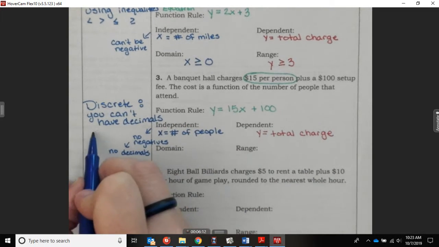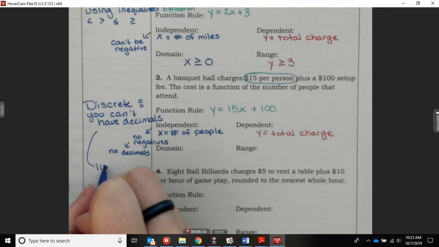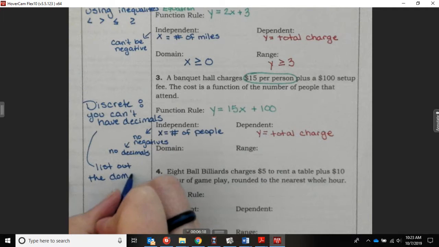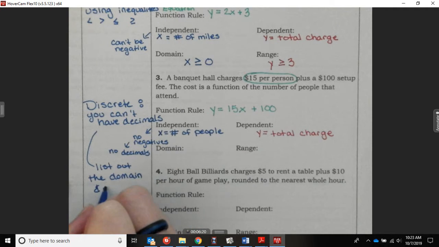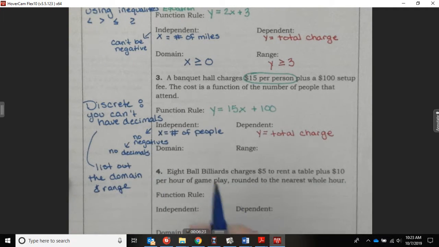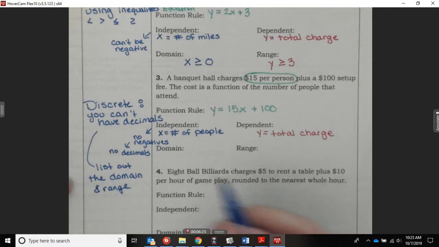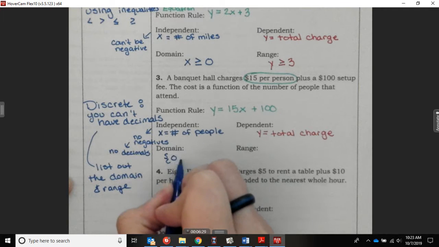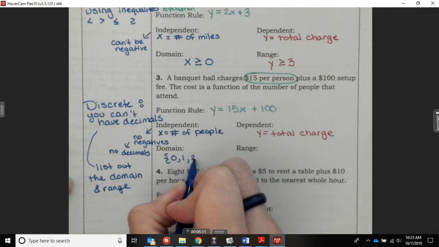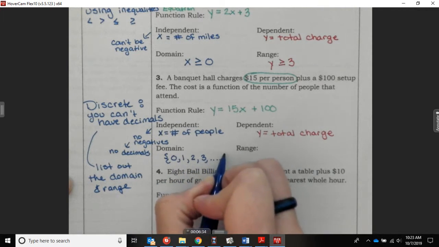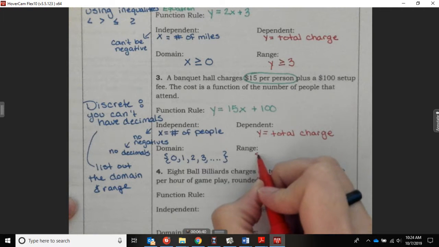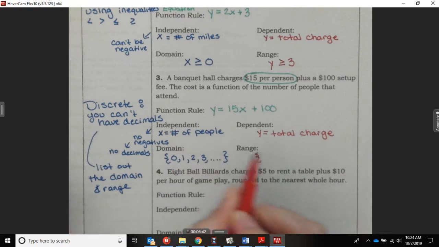And so if it's discrete, you must list out the domain and range. So my domain then is how many people can come to the banquet hall? Well, 0 people could come, or 1, or 2, or 3, and so on. And then my range is my y values. And if 0 people come, how much money is that?